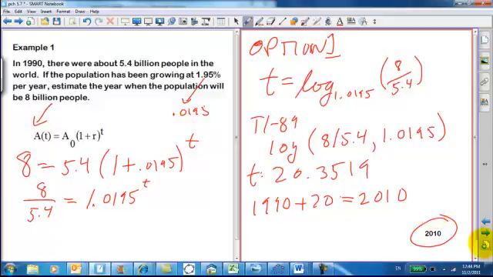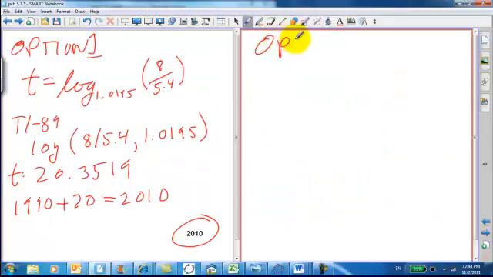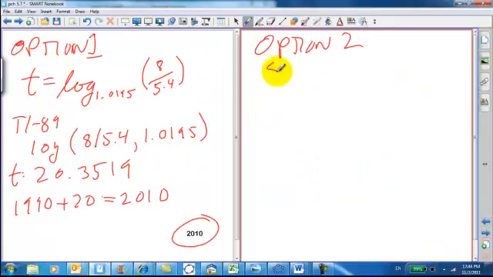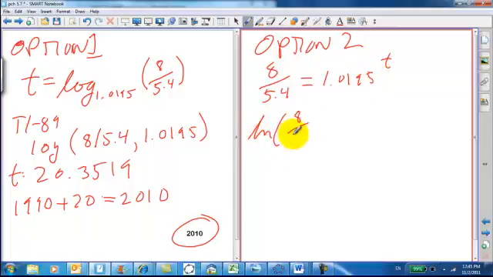Now here's the other approach, option 2, and some kids like this more because they don't like having to do this rearranging. Let's look back again at what we had here. 8 over 5.4 equals 1.0195 to the t. They just like taking the natural log of both sides, or you could do the common log too, but you just take the natural log of both sides because the key is right there on your calculator above the x.